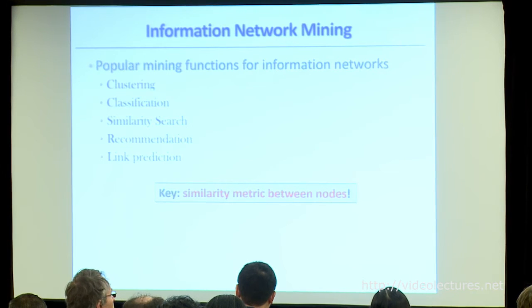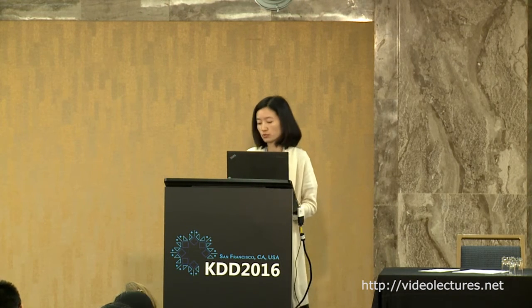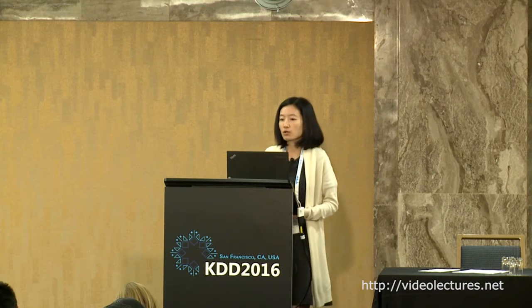But if we look at all those mining functions, we find that there's a very important thing that runs across all of them, which is that we try to find the similarity metric between the nodes by exploring the link information that we can observe in the network. So how can we use the links to preserve the similarity metric information between nodes? There are a bunch of different solutions.